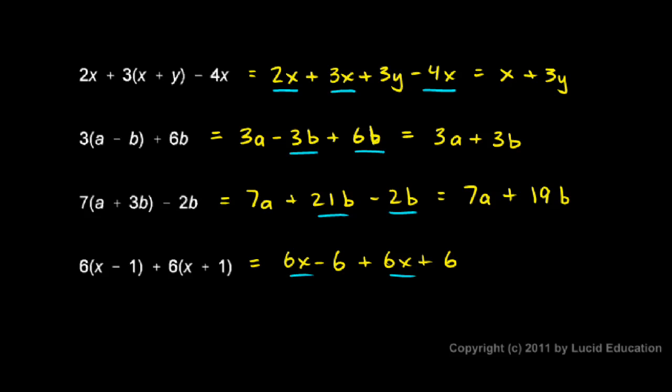Now the 6x terms can be combined. 6x and 6x is 12x. And then this minus 6 and the plus 6, minus 6 and positive 6 add up to 0. And it's pretty common just to strike them out like that. We don't even need to write plus 0 over here. 12x is my answer.